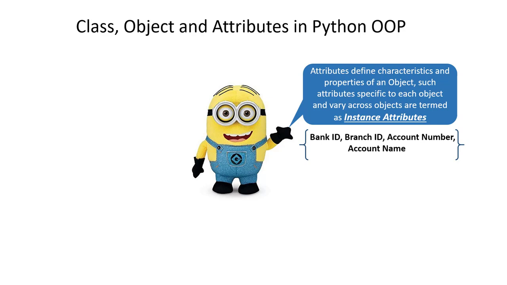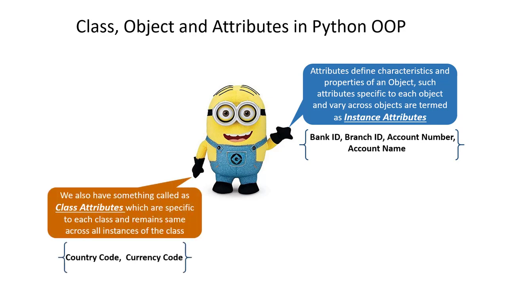So that's the reason we term it as an instance attribute, which may change across different members of the bank or different objects of the bank account. The other category of attributes are termed as class attributes. These class attributes remain the same across the objects and are specific to each class.